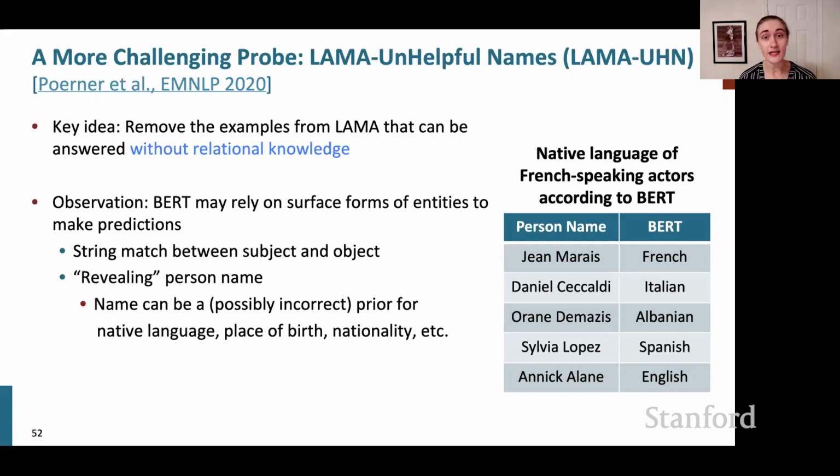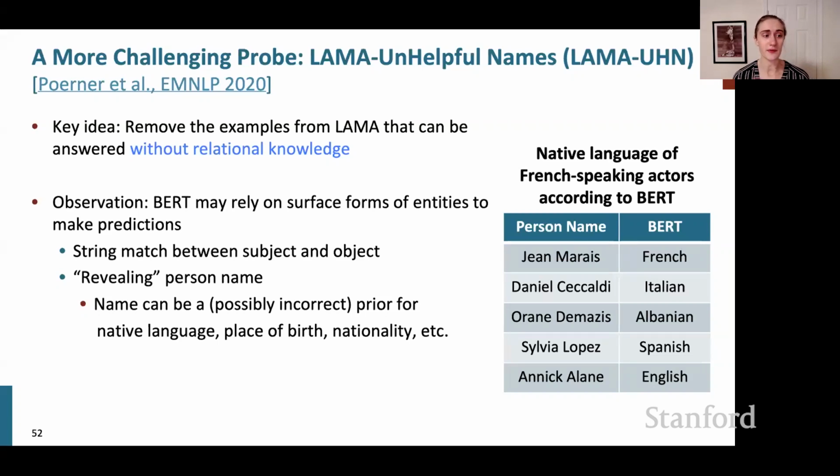It can lead BERT to make incorrect predictions in some cases, but it could also work to let BERT make correct predictions even if it has no factual knowledge of those people. So that's the issue they're trying to get at here: do we know that BERT actually knows this fact, or is it just using some bias to make its prediction?